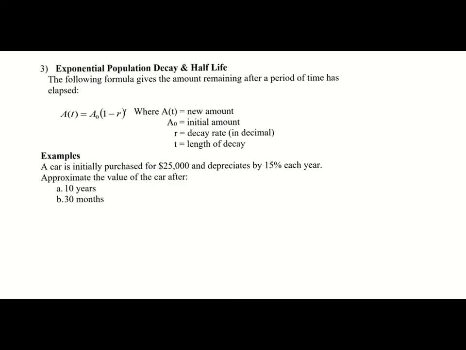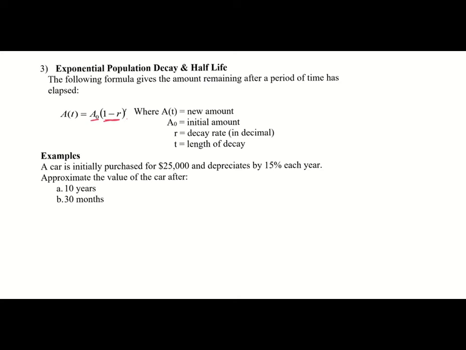All right, so now we're going to look at exponential growth. Or we looked at exponential growth. Now we're going to look at decay and half-life. So for our formula for decay, the formula is very similar to the one for exponential growth, except here, instead of adding the growth rate, you subtract the growth rate. That's the only thing that's different. You start with the initial amount, times 1 minus the growth rate, and raise it to t, the length of decay.